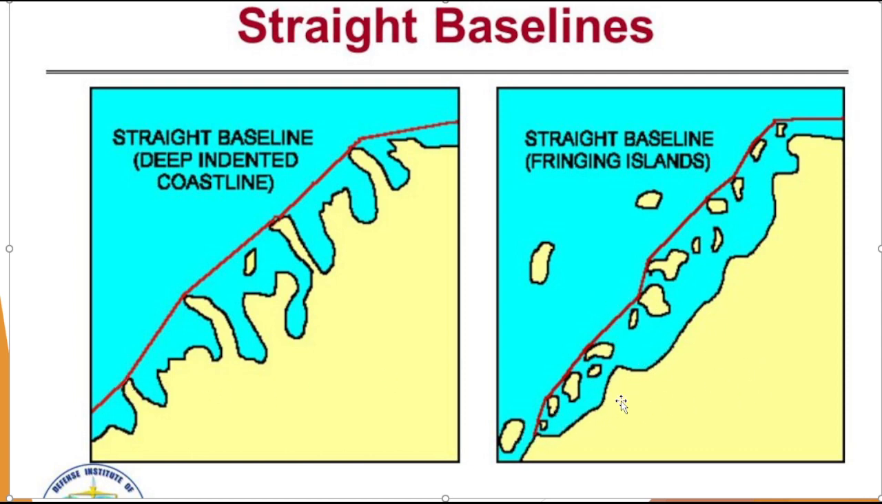Just forget this. It's a line drawn along the coast. But what if the coast is heavily or deeply indented, like this? These are inward indentations. For that, the outermost points are identified, and then we draw a baseline along them. Straight baselines. So this is a straight baseline, right?